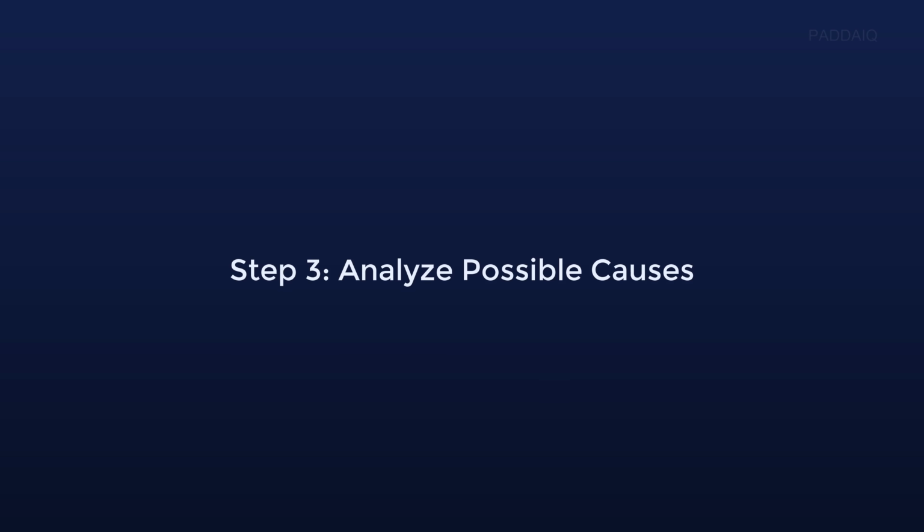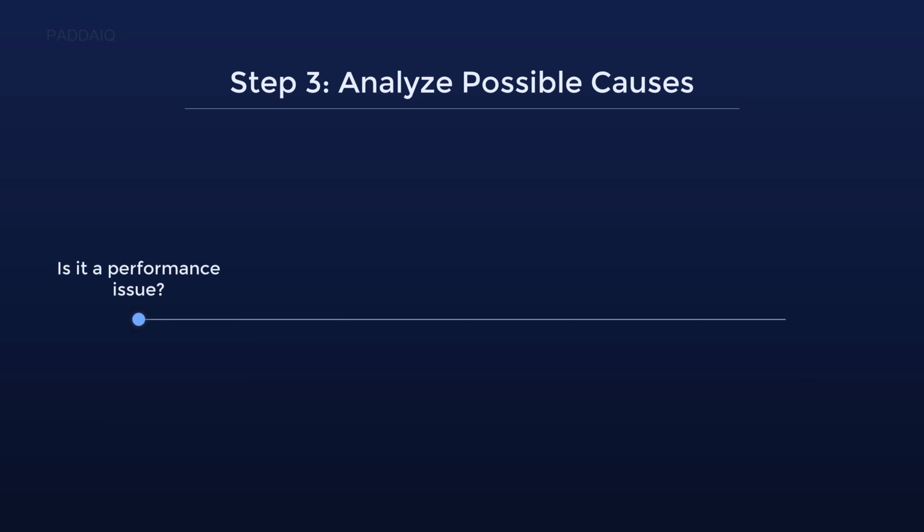Step 3. Analyze possible causes. Is it a performance issue? This means checking if the system is slow or unresponsive. For example, if a report that usually takes seconds now takes minutes, that indicates a performance problem. Identifying such slowdowns is essential for maintaining efficient operations.